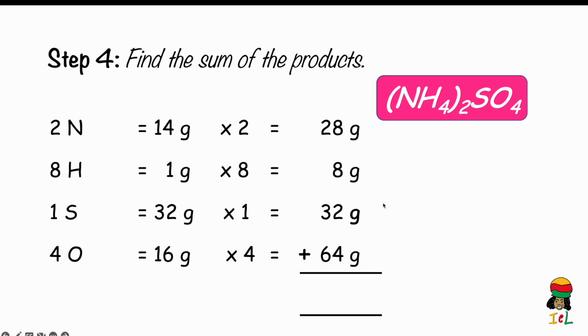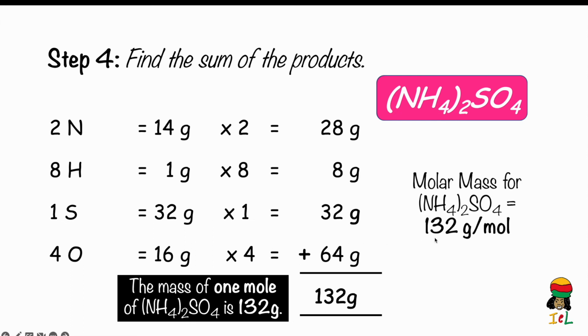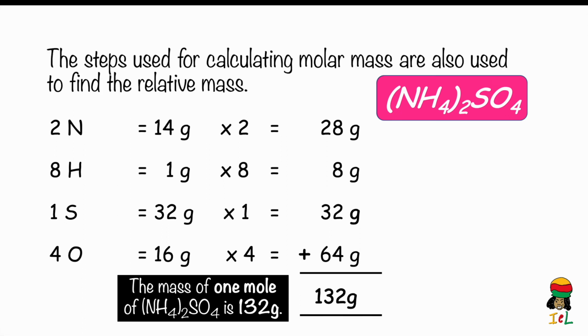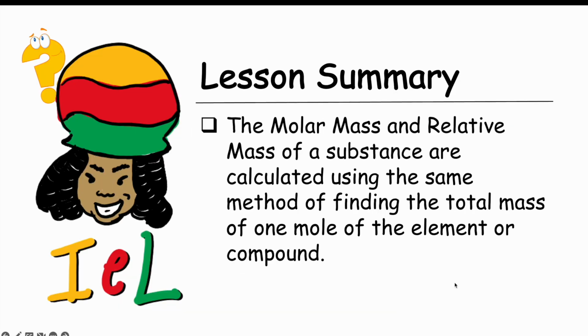So when we add all the products together, we get a total of 132 grams. This mass, 132 grams, is the mass of 1 mole of ammonium sulfate, since we actually used the mass of 1 mole of each atom when we did the calculations. Consequently, the molar mass of ammonium sulfate is 132 grams per mole, and the relative mass equals 132. Remember, when we see the term relative, it means it has a value that carries no units. So for relative mass, it is the value, which is 132 in this case, but it has no units of grams.